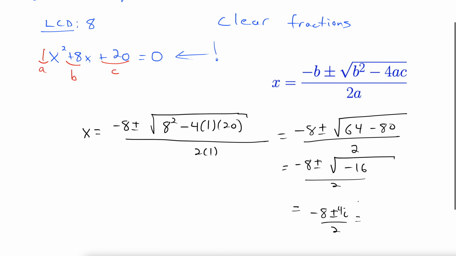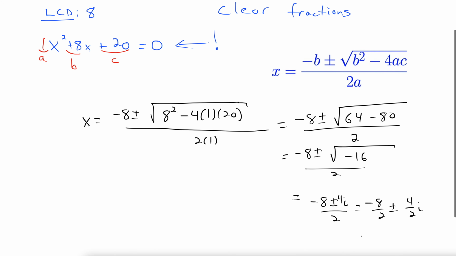Okay, let's break that up into 2 separate fractions. So negative 8 halves plus or minus 4 over 2i, and finally negative 4 plus or minus 2i. There we go, negative 4 plus or minus 2i. So there's really 2 answers in there for the price of 1. There we go.